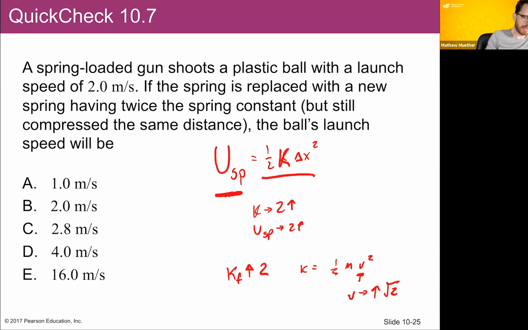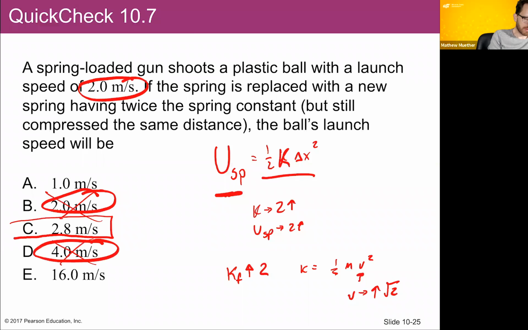So what's the correct answer here? Well, the speed is going to go up. It doesn't double. It doesn't stay the same. Okay, so those can't be right. So the answer here is that it's got to be C. It goes up to square root of 2 times that initial speed.